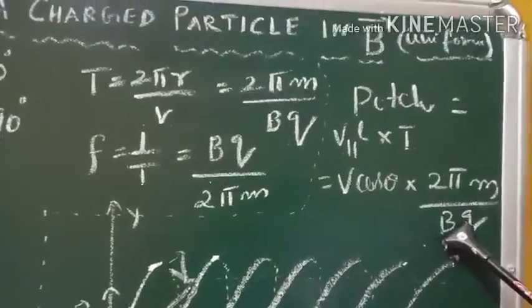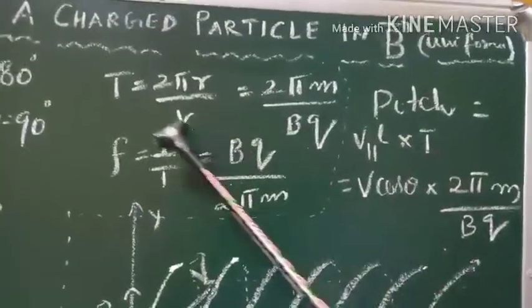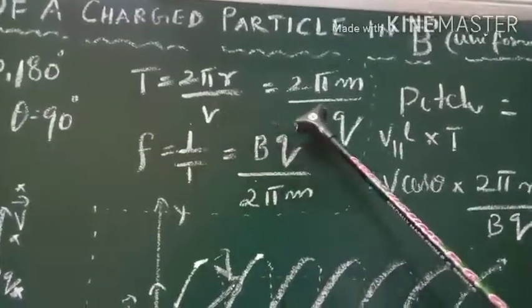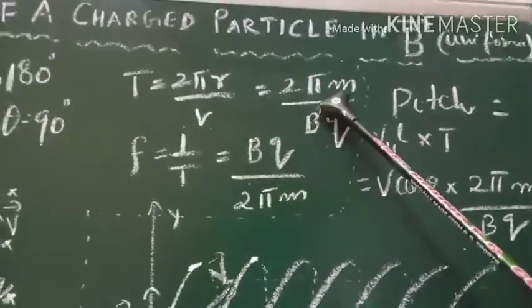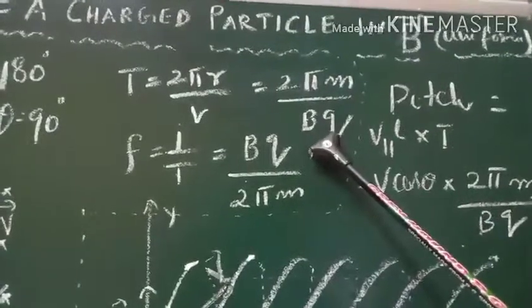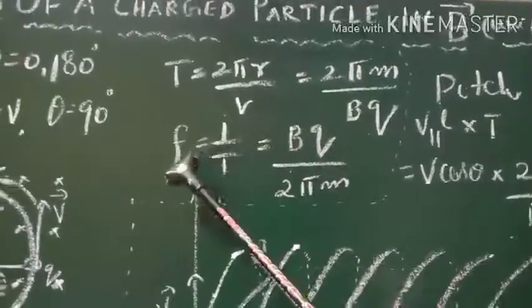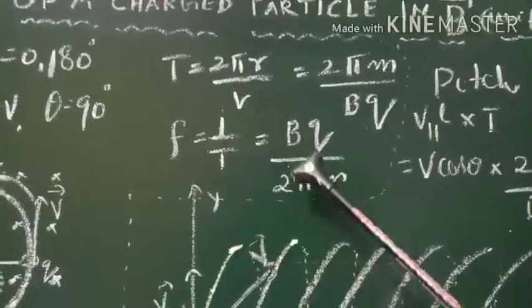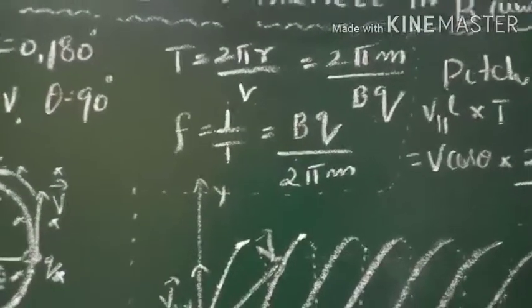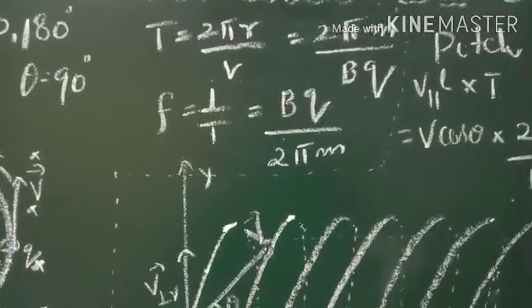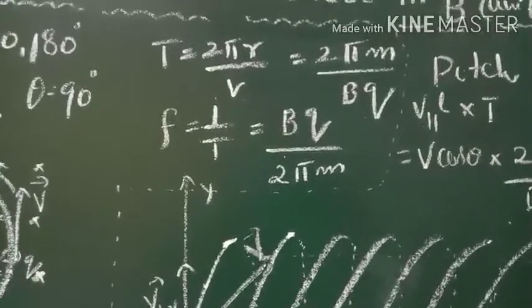Okay, so here all these things you have to note down. The time period does not depend upon the velocity of the charged particle. It depends only on the mass of the particle and charge of the particle. And the frequency also, we got the expression BQ divided by 2 pi m, and this frequency is called the cyclotron frequency. Clear, children?